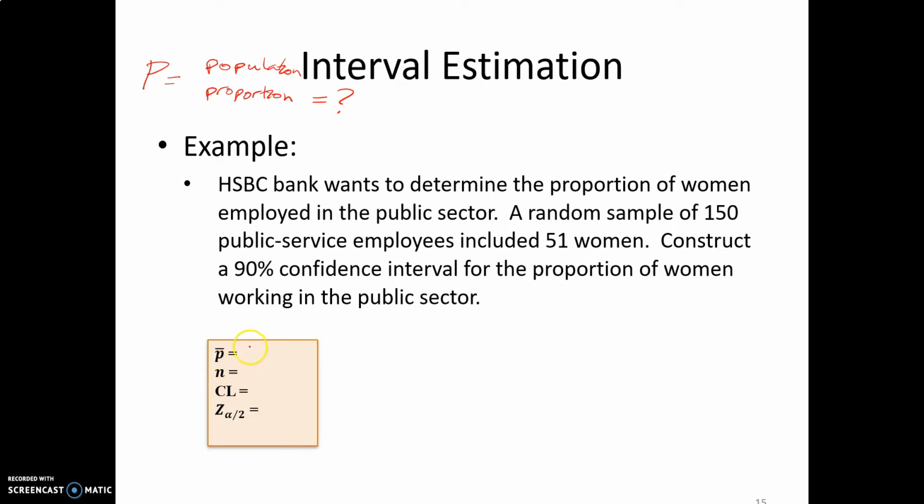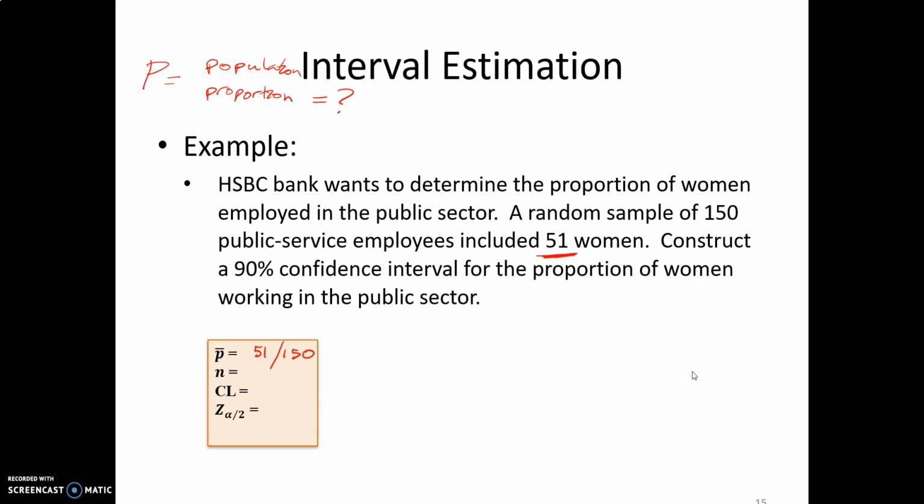So the sample proportion is 51, but 51 is not a proportion. This is the number of women in the sample, but we need a proportion number. So this is one thing we've got to do: 51 divided by the sample size.